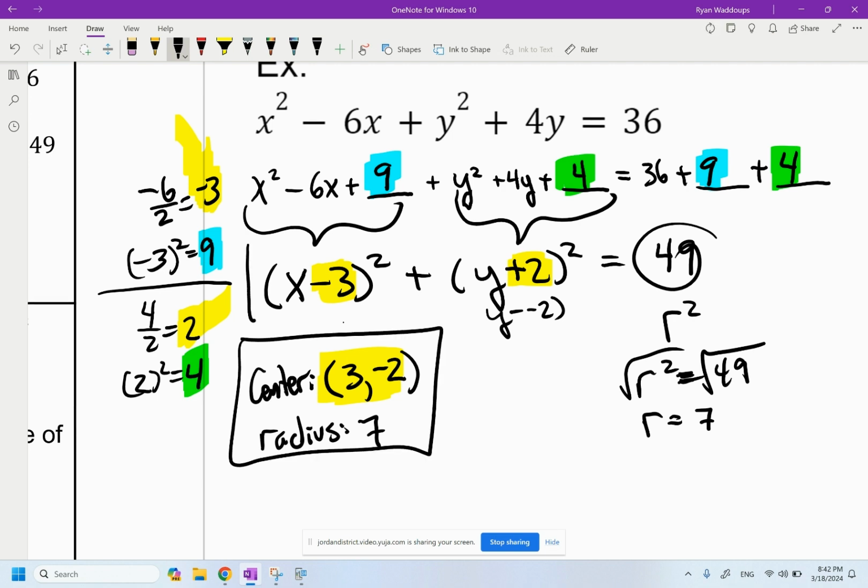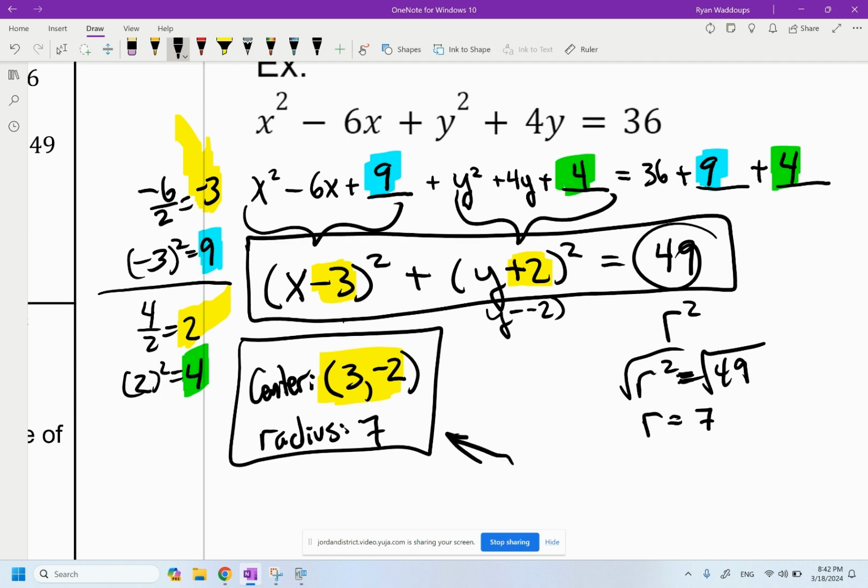And here is our equation, and that's our center and our radius.